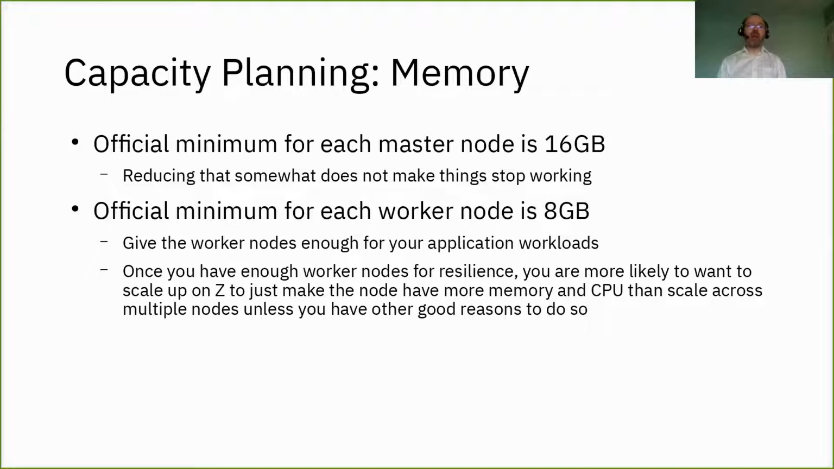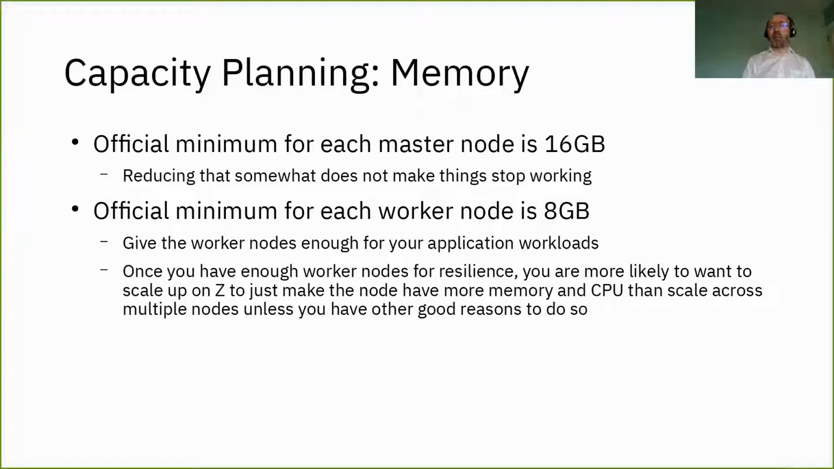Memory is a bit easier. Official minimum for each master node is 16 gig. If you reduce that somewhat, things don't go wrong. Let's say, for example, you had one with 8 gigabytes. One might imagine that that would work perfectly okay, not in production and so on. It's not the official minimum, it's not supported, but there's nothing functionally stopping it until you reduce it all the way down to where things get really quite tight.